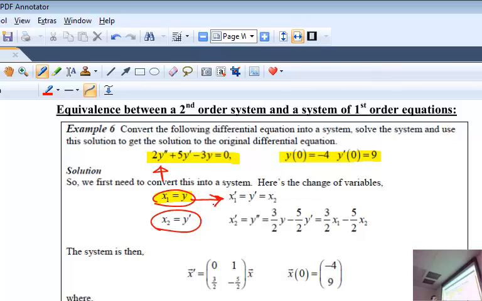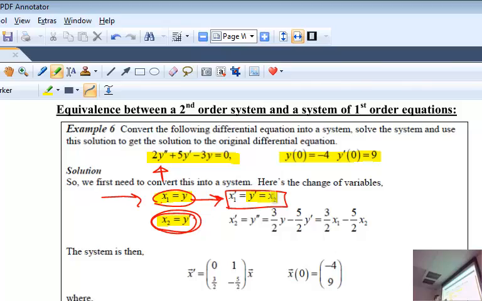So x1 prime is equal to y prime, but y prime is defined as equal to x2. Right? So this gives me the first equation. All I've done is I've taken the derivative of the first equation, x1 prime equal to y prime, but y prime is defined as equal to x2 from the second equation. So my equation is x1 prime equal to x2. Okay? And then the second equation is x2 prime.